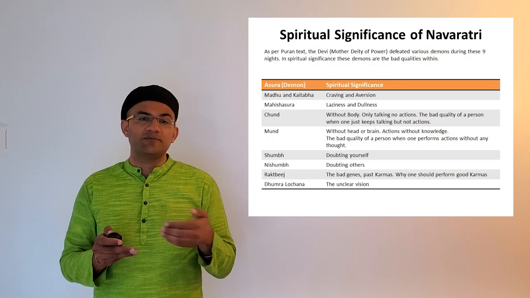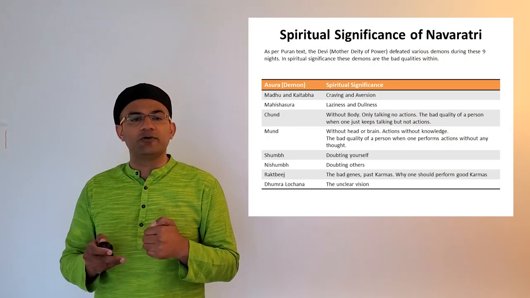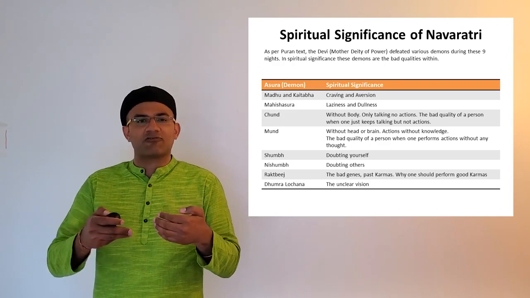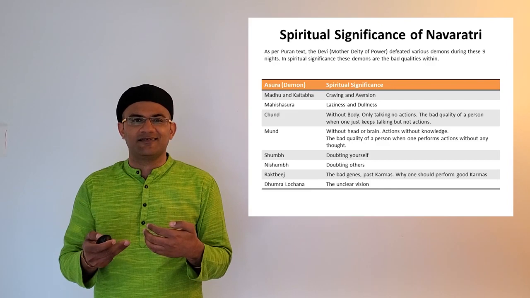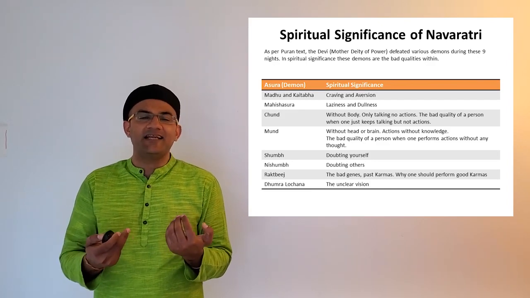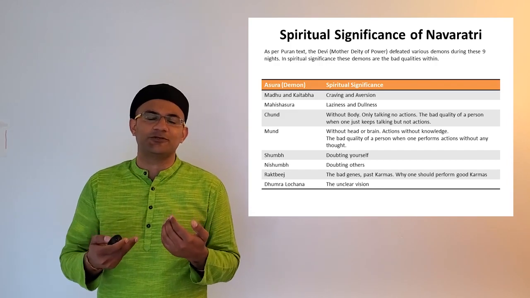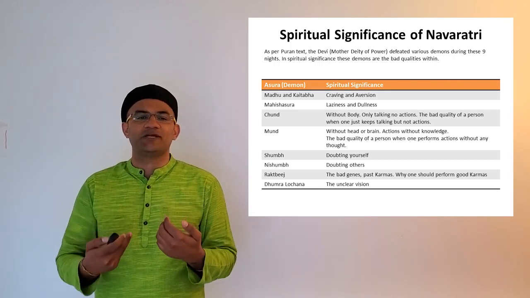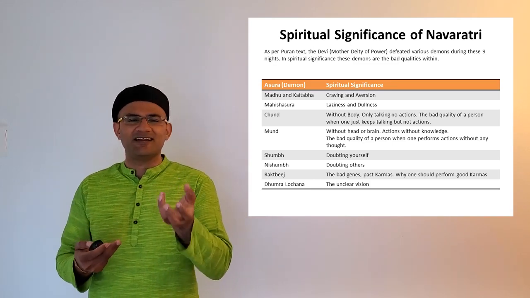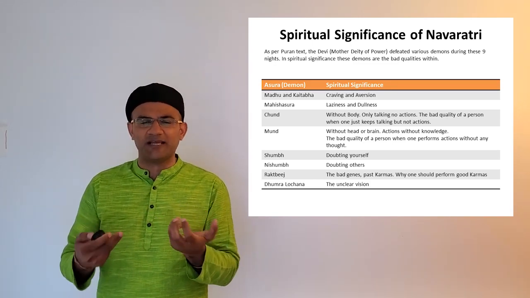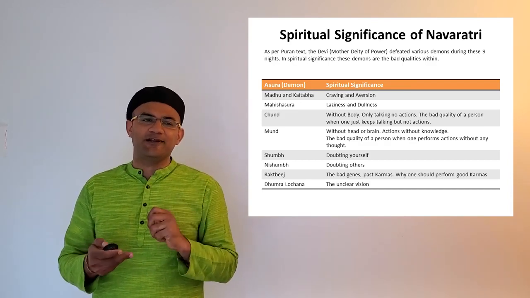They do. As per the Purana text, what are these? If you take the first asura, Madhu and Kaitabha, Madhu is the craving and Kaitabha is the aversion within us. If you want to kill any demon with your own positive energy, then the craving and aversion which you have, that's the one we should be killing. And then Mahishasura. Mahishasura represents the laziness, that dullness which we have all the time within us. So we need to kill that demon within ourselves.